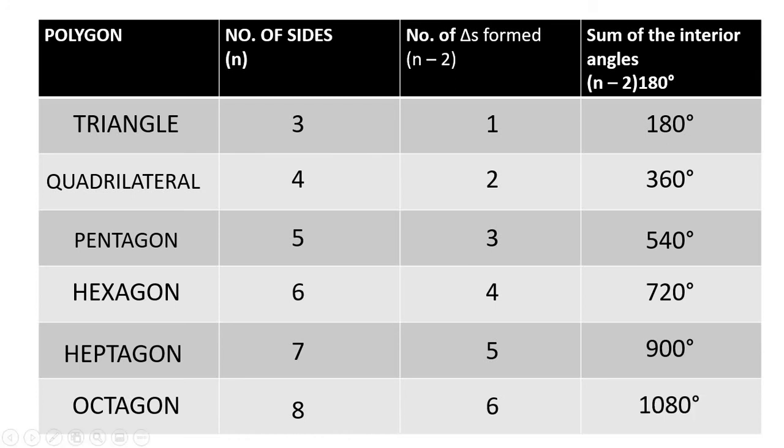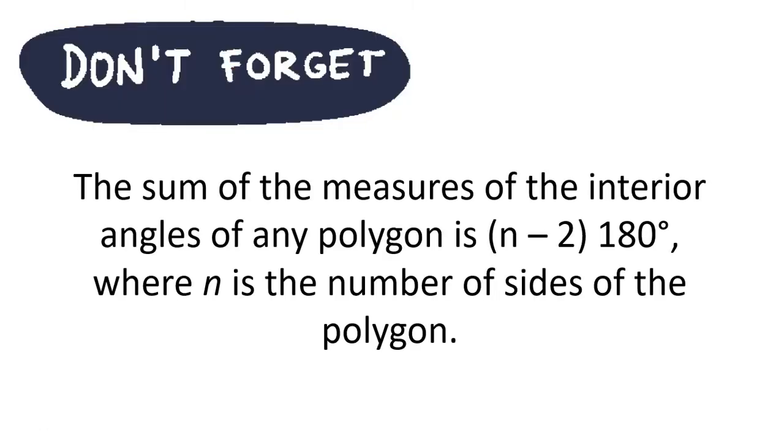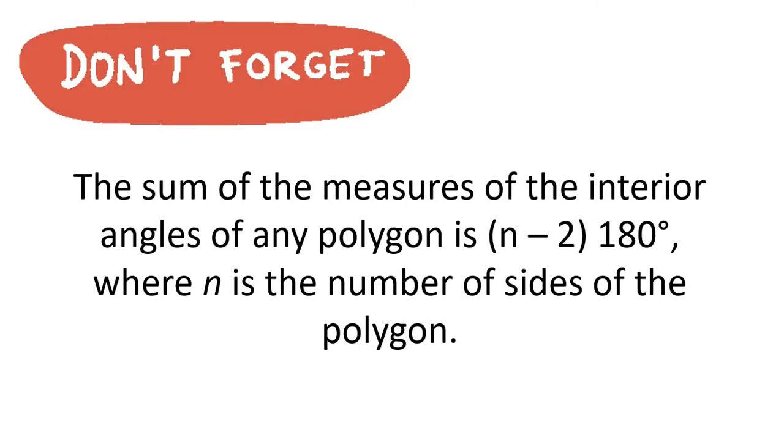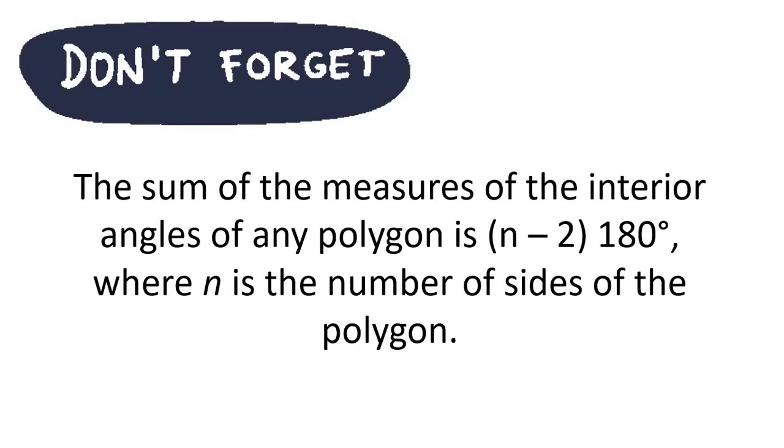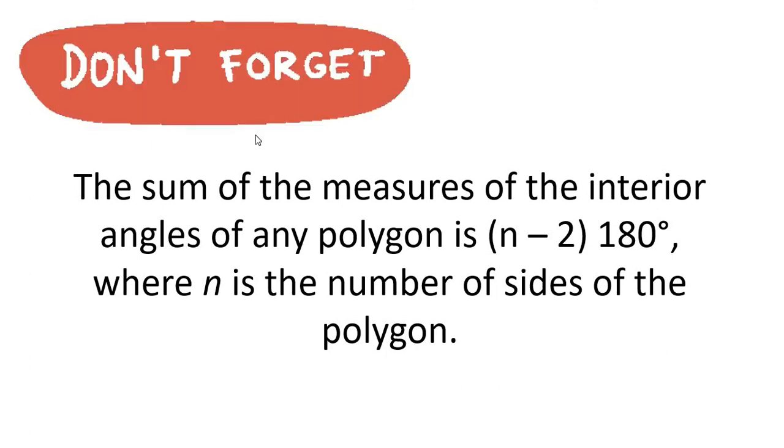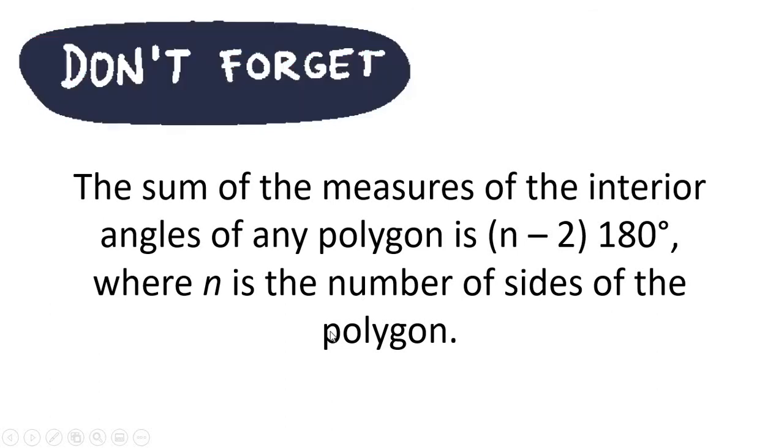So, malalaman natin yung mga susunod pang mga polygon like the nonagon, decagon, so on and so forth, based dito sa mga examples natin na ito. So, don't forget that the sum of the measures of the interior angles of any polygon is quantity n minus 2 times 180 degrees, where n is the number of sides of the polygon.